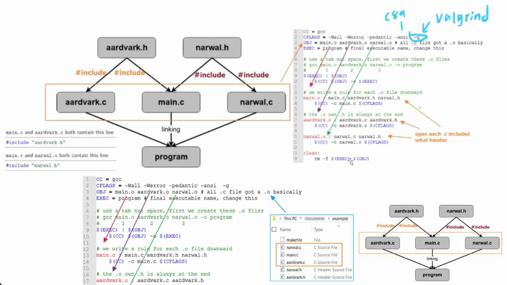So the clean format is fixed already. Clean is just rm -f, followed by the executable file and then the object files. With this, we have completed our Makefile.